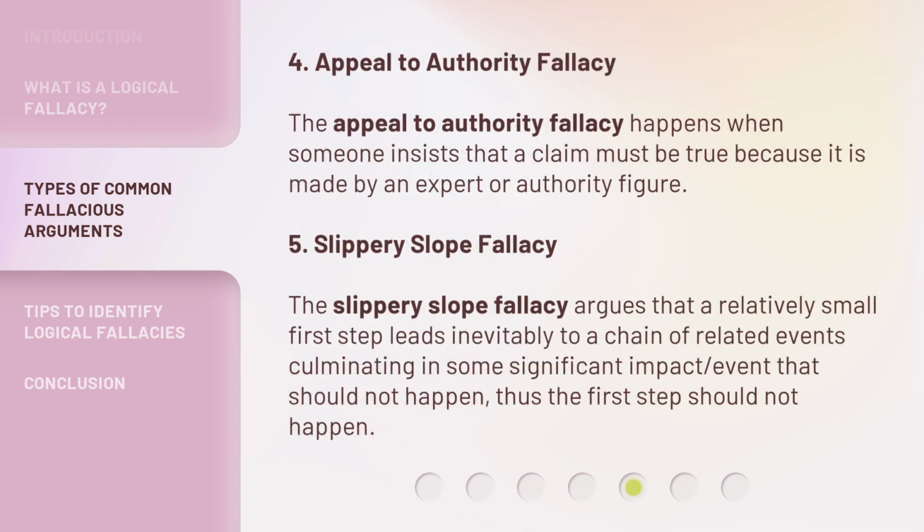4. Appeal to authority fallacy. The appeal to authority fallacy happens when someone insists that a claim must be true because it is made by an expert or authority figure. 5. Slippery slope fallacy. The slippery slope fallacy argues that a relatively small first step leads inevitably to a chain of related events culminating in some significant impact event that should not happen. Thus, the first step should not happen.